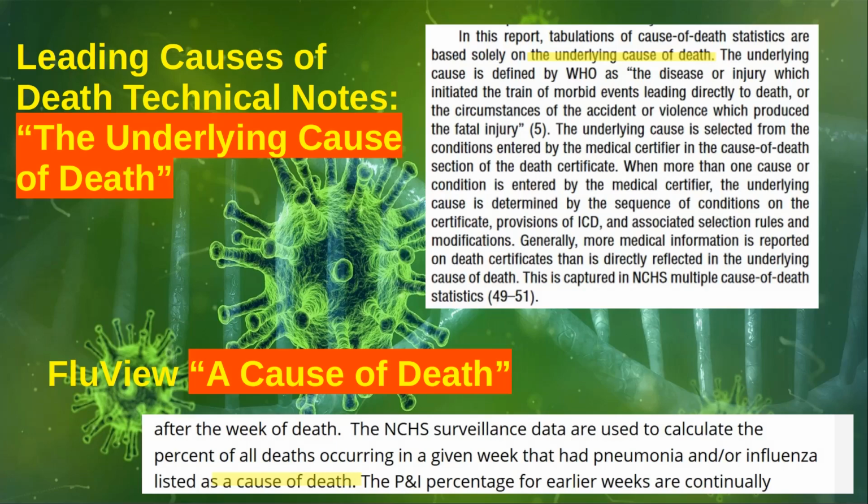However, the FluView number, the larger number, the scary red line in the graph, FluView uses the language "a cause of death." Again, I will quote: "The National Center for Health Statistics surveillance data are used to calculate the percent of all deaths occurring in a given week that had pneumonia and/or influenza listed as a cause of death."